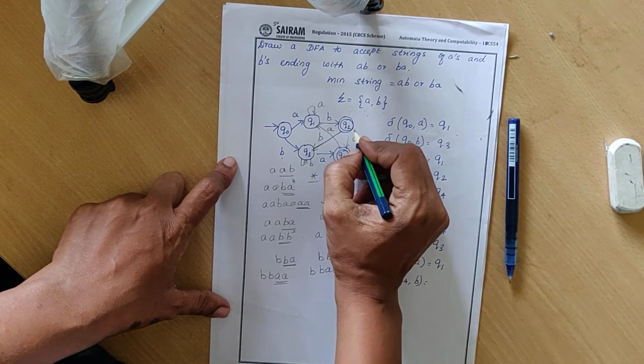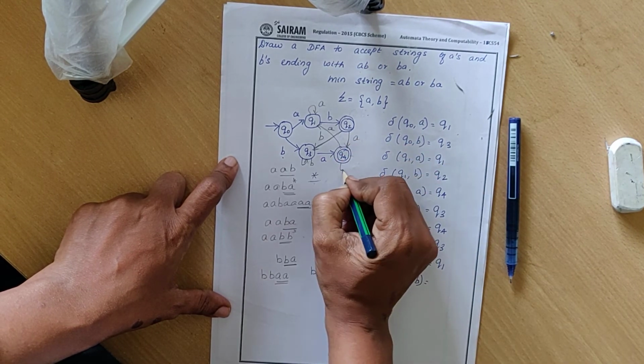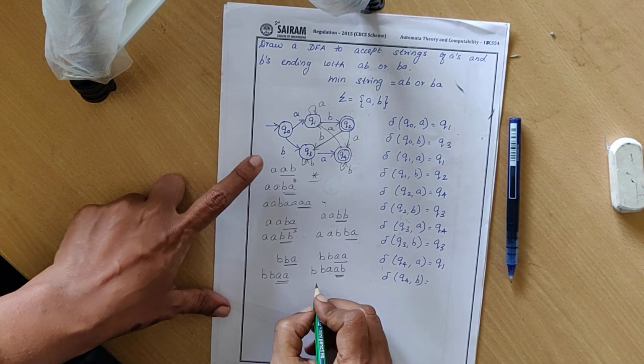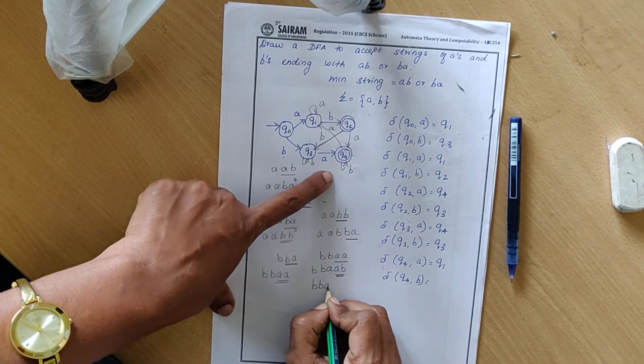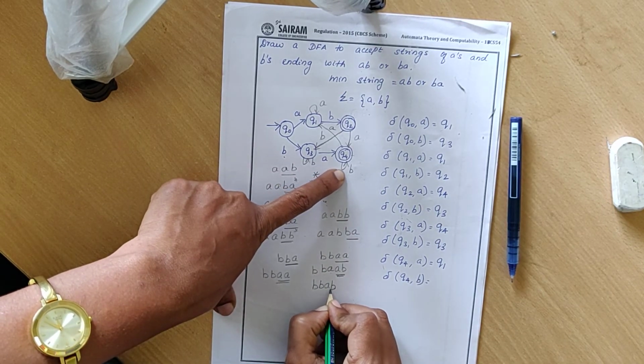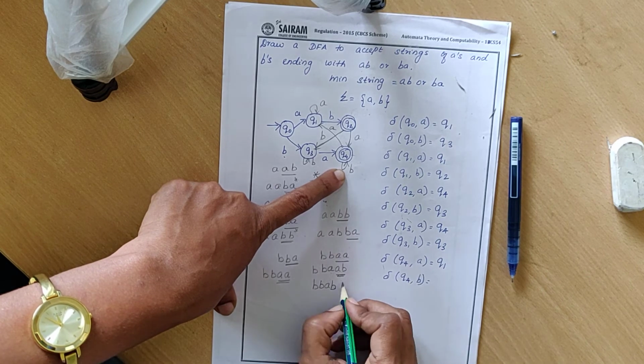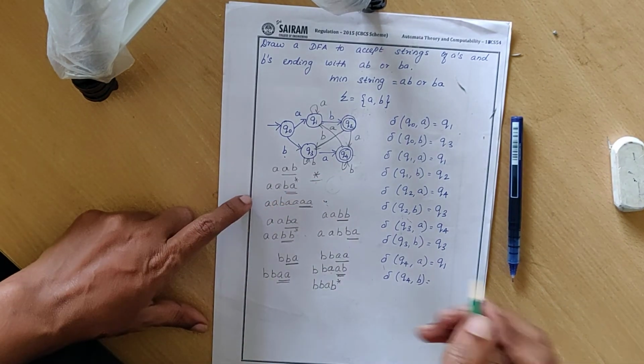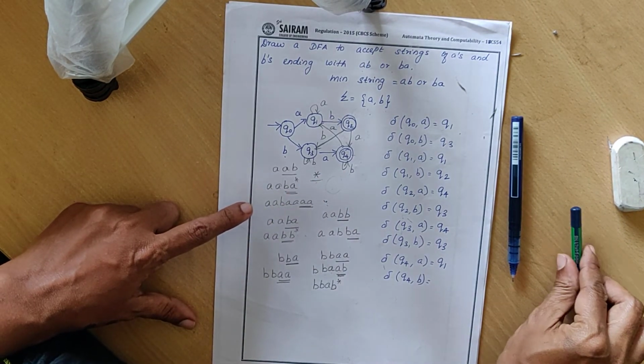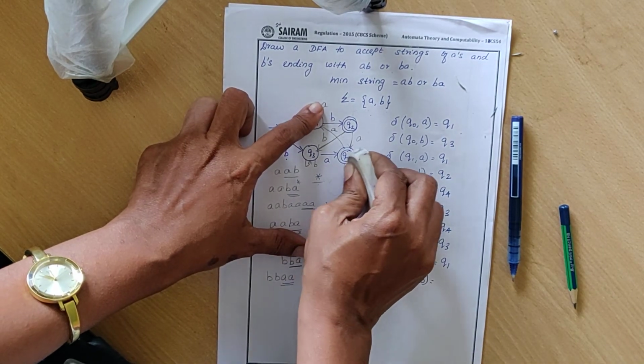Next, Q4 comma B. I'll check with self. I'll write the string B, A, B, that is, B star, so I can have any number of B's. So it won't end with AB or BA. So this marking is correct.